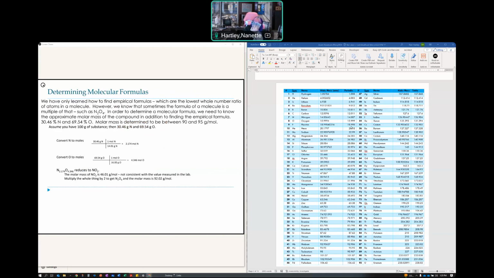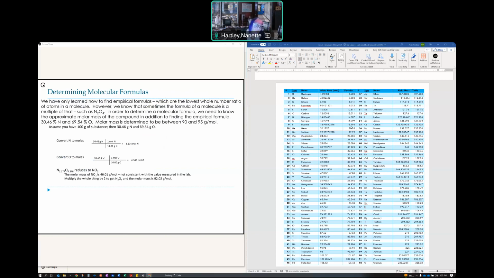But I don't always want to know what that empirical formula is. Sometimes I need to know what that molecular formula is, exactly how many of what are in it. But I can't always do that from base principles. And if I burn this thing to figure out what components are in it, it doesn't necessarily tell me how many of them there are. I just know the relationship between them.